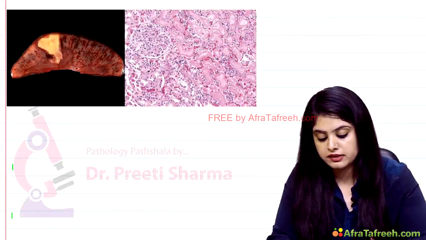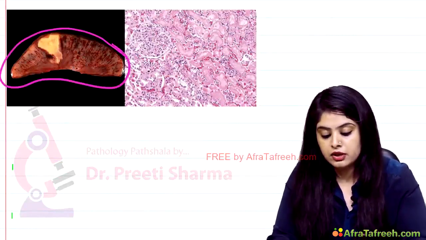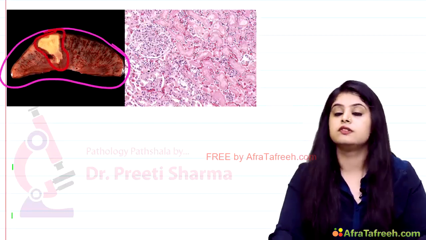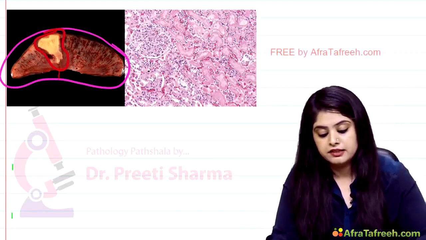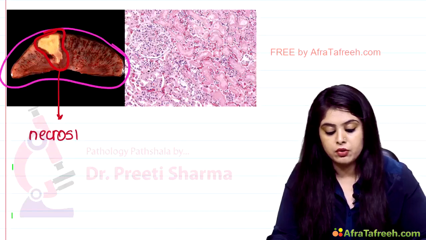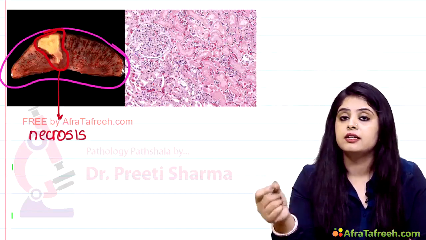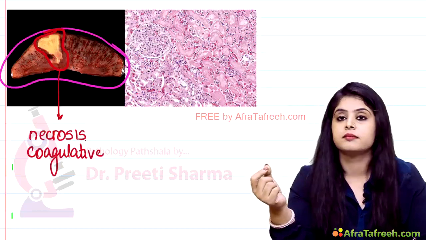I'm telling you that this is a section taken from the kidney. Do you clearly appreciate that there is one yellowish area over here which is distinct from the rest of the brownish areas? This is the area of necrosis. And again, I want you to correlate. If I'm telling you it's the kidney, it is a solid organ, right? And if it is a solid organ, this means the examiner is hinting towards coagulative necrosis.